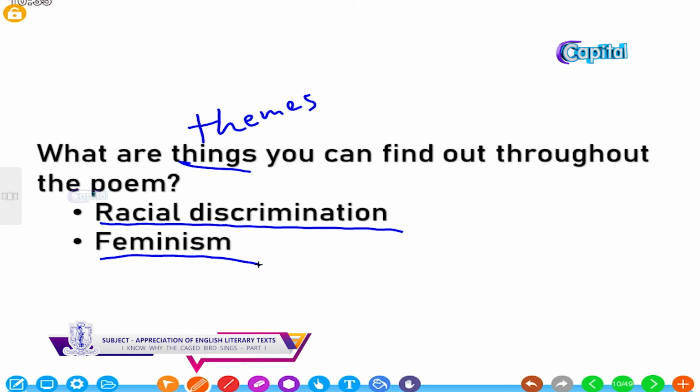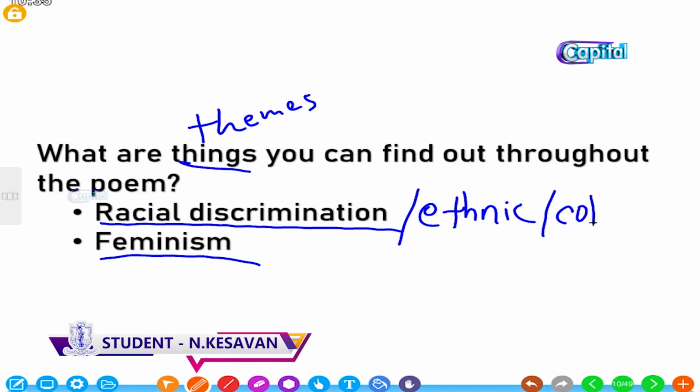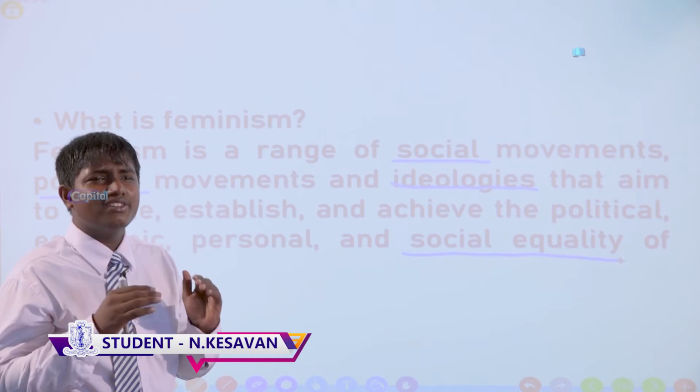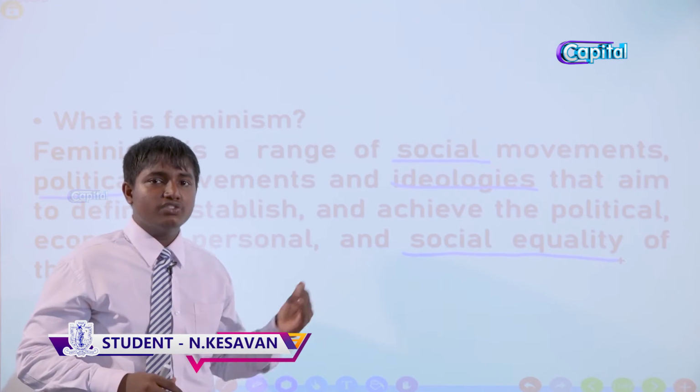Instead of racial discrimination, there are more words to describe it: ethnical discrimination or color discrimination. You can say many words, but it's better to prefer racial discrimination over the other words. So, what is feminism? Feminism is a range of social movements, political movements, and ideologies that aim to define, establish, and achieve the political, economical, personal, and social equality of the sexes. It's fighting for women to be equal to men. No one is better than anyone else. That is what feminism fights for.